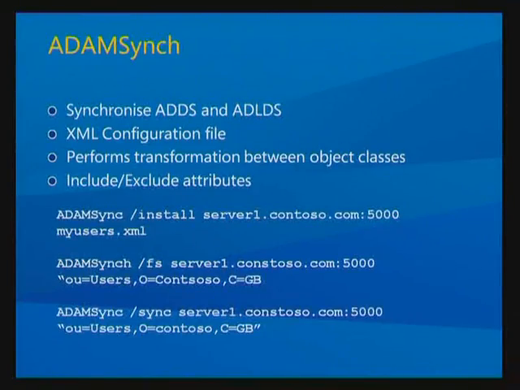It doesn't allow me to do transforms and say, take all the users in this organizational unit and move them into different organizational units based on different characteristics. So it's a very simple synchronization tool. It has a very simple XML configuration file, which is quite easy to configure and use. It does do some simple transformations between different user classes. So I can actually take a user object in Active Directory and generate the user proxies in Active Directory Lightweight Directory Services. We can include and exclude different attributes, and these are just some of the commands we'll use with that. We'll actually go and run this.